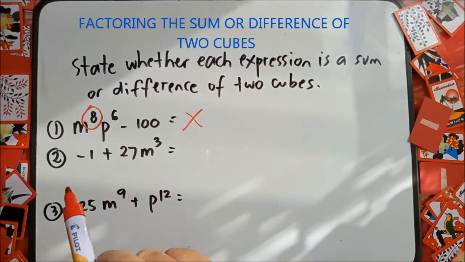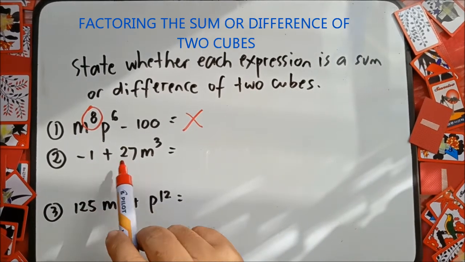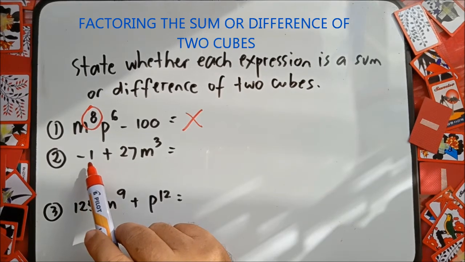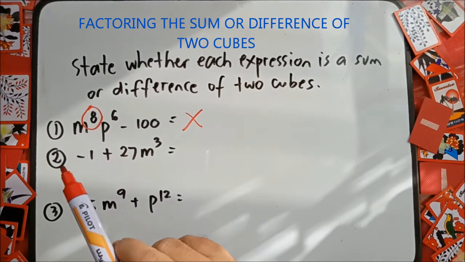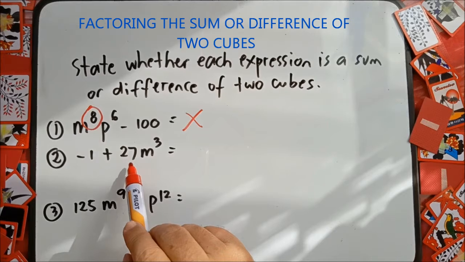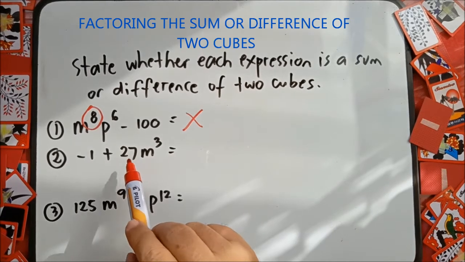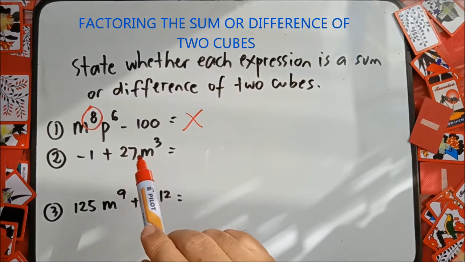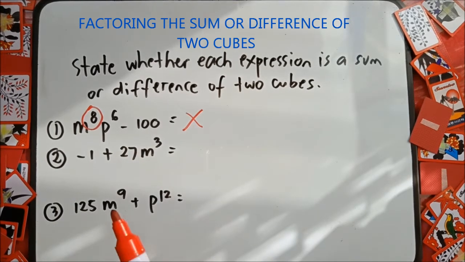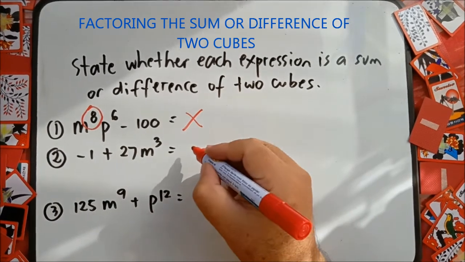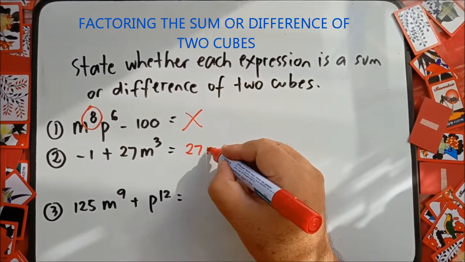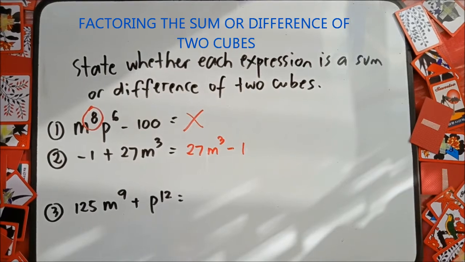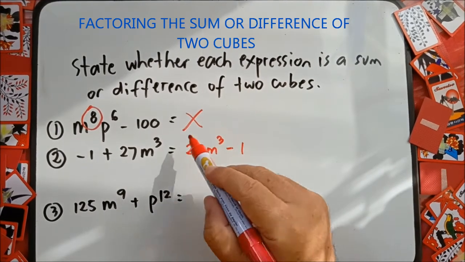Okay, next. Is it a binomial? Yes. Each term is a cube. Is this a cube? Yes, because 1 times 1 times 1 is 1. Is this a cube? Yes, because 3 times 3 times 3 is 27. Is this a cube? Yes, because m times m times m is m cube. But, mas maganda kung isulat natin muna yung positive. Tapos, isunod natin yung negative. Mas convenient pag positive ang nauna.